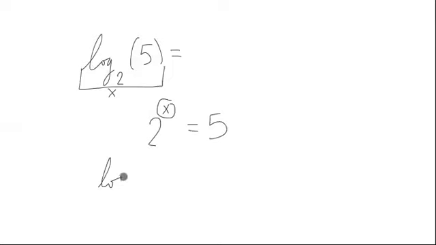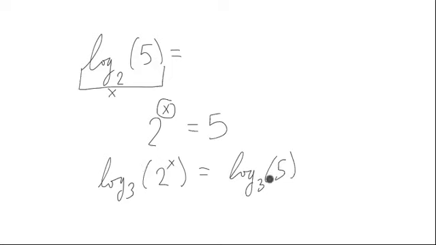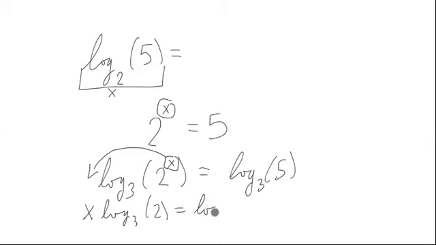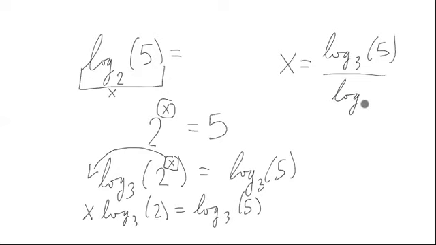So let's suppose we have log base 3, 2 to the x is equal to log base 3 of 5. I just applied log base 3 to both sides. Now notice we have a nice property of logarithms. We have an exponent here, and it comes out and multiplies. So this just naturally becomes x times the log base 3 of 2 is equal to log base 3 of 5. This tells us that x is equal to log base 3 of 5 divided by log base 3 of 2.